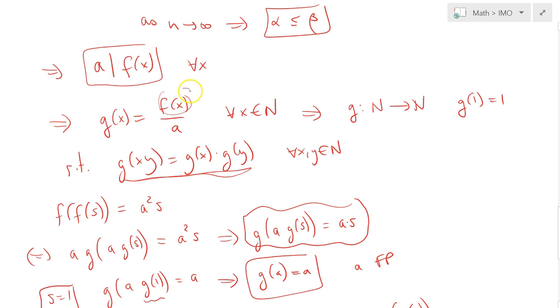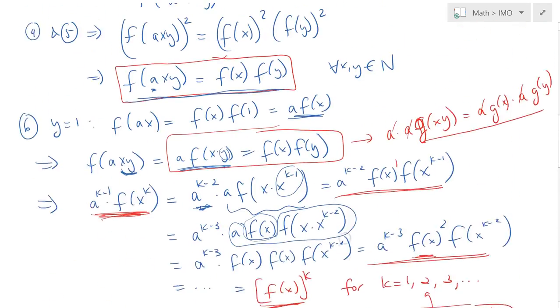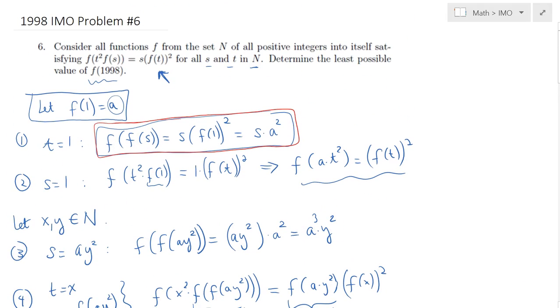from the definition of our function g, we can say that if we define f of x to be a times g of x, g satisfying these two conditions, then we claim that this function satisfies the original functional equation, namely this weird condition, basically the functional equation.